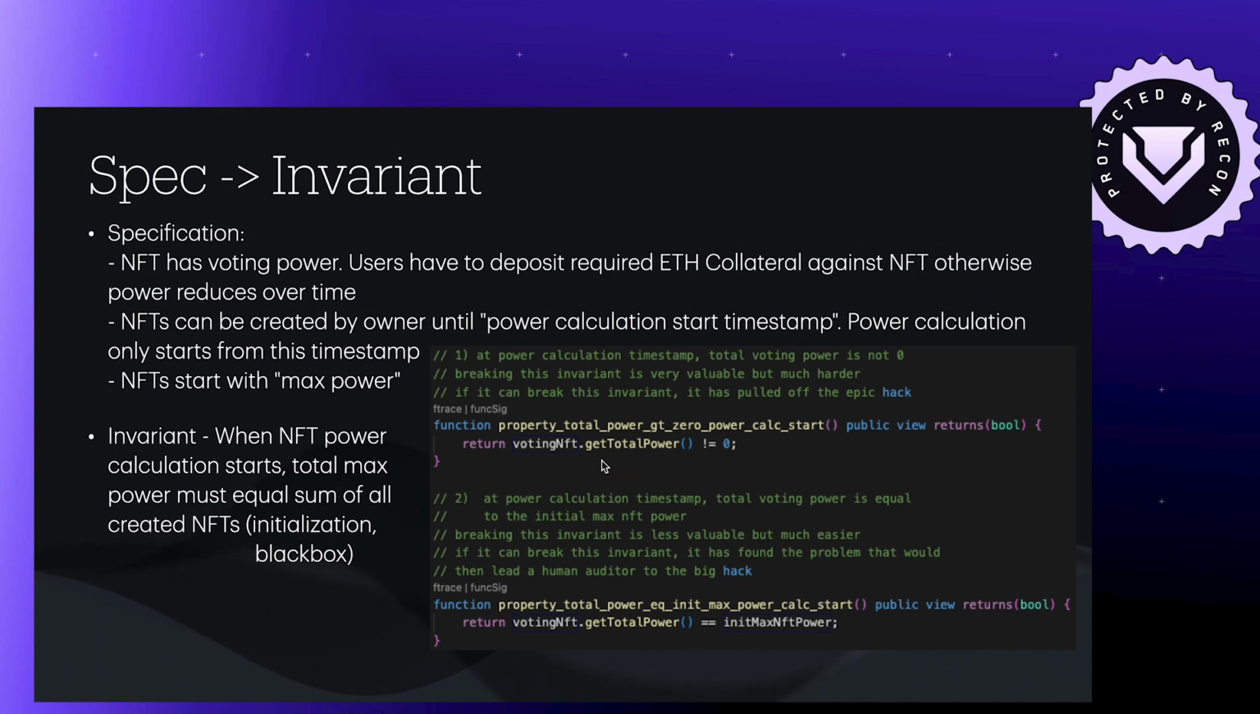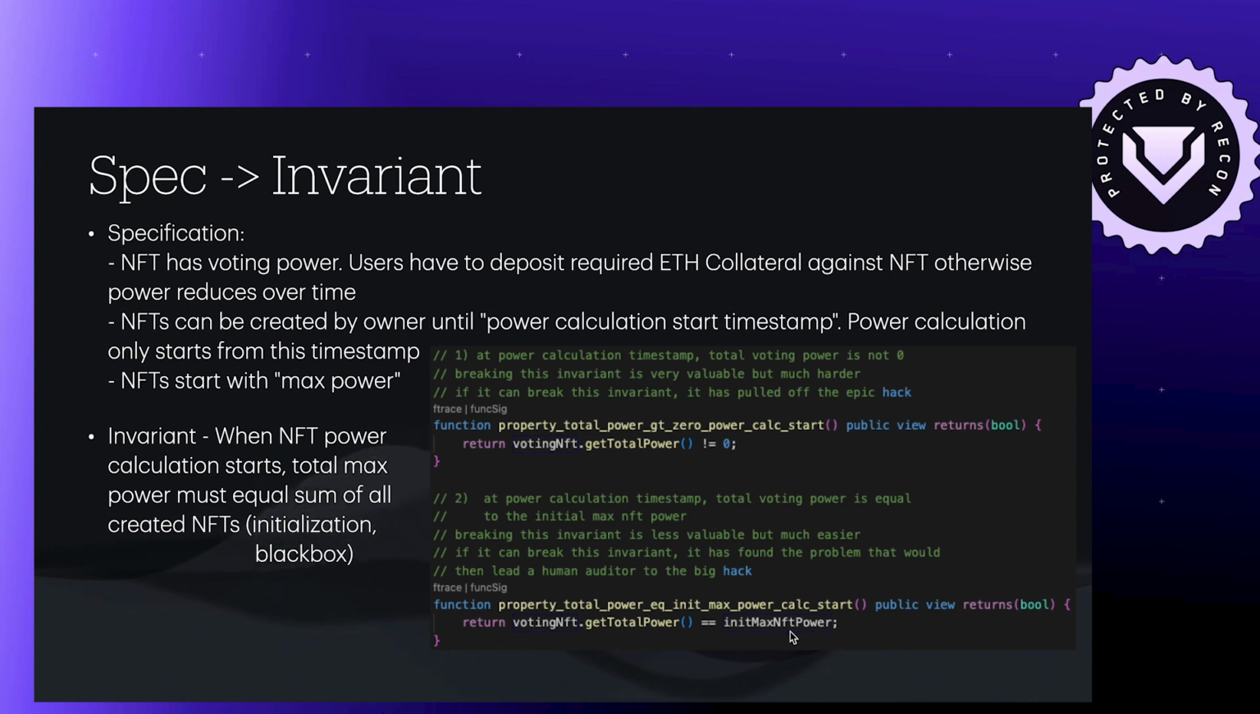We can have that at the beginning, at that block, the voting NFT get total power does not equal 0. And what I've actually done when I did the fuzzer is I hard-coded the block.timestamp so that it gets set, and then the fuzzer just runs on that particular block to see if it can break it. That total power shouldn't be equal to 0 would catch, for example, an attack where someone could somehow destroy all the power and set it to 0. And the other invariant is that total power should equal the init max NFT power, which is just a ghost variable.